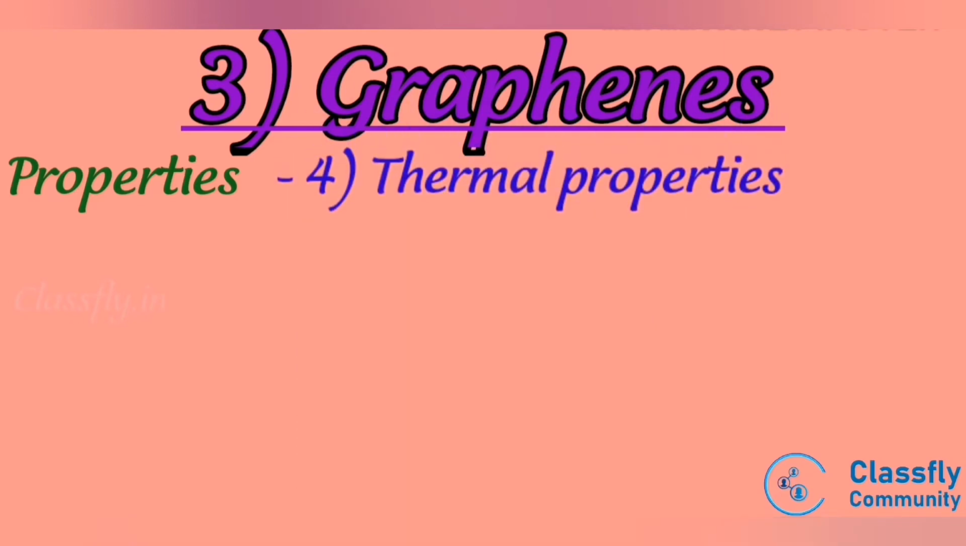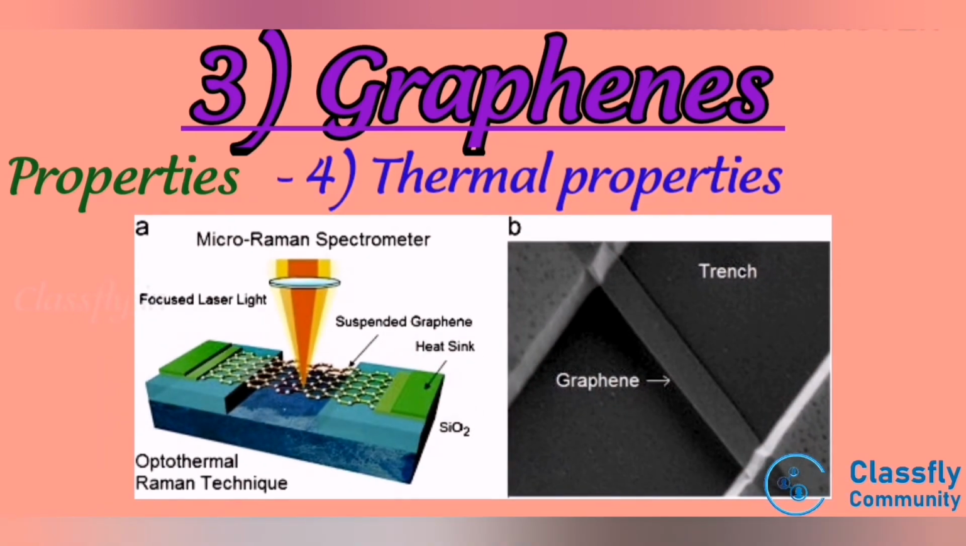Fourth one is thermal property. Graphene is a perfect thermal conductor. Its thermal conductivity is much higher than all the other carbon structures such as carbon nanotubes, graphite and diamond. Graphite, the 3D version of graphene, shows a thermal conductivity about 5 times smaller. The ballistic thermal conductance of graphene is isotropic, that is, the same in all directions.